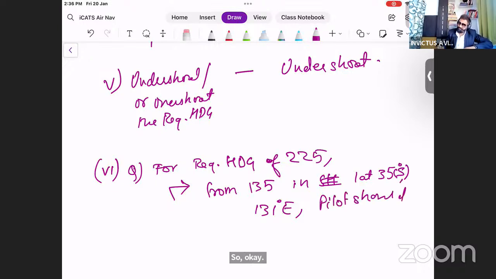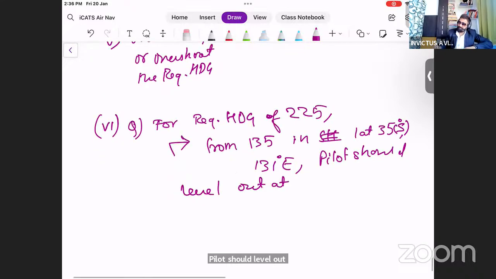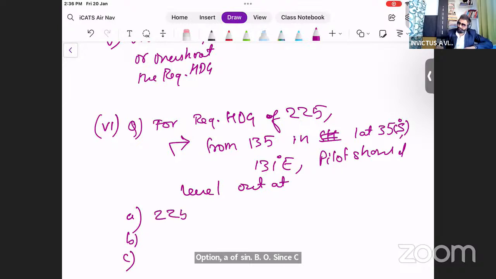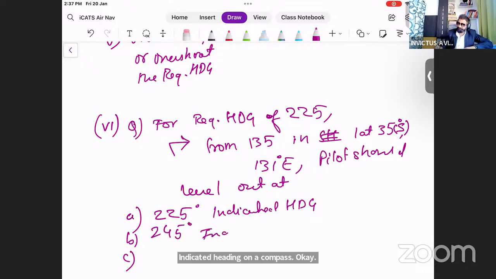Pilot should level out at option A, option B, option C: 225 degree indicated heading on a compass, okay? 245 degrees indicated heading and 205 degrees indicated heading.